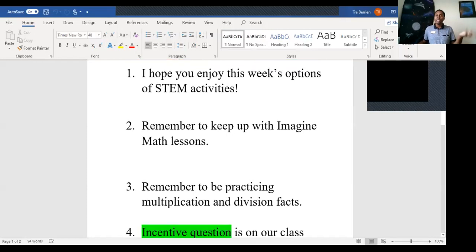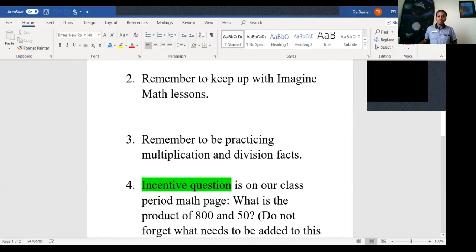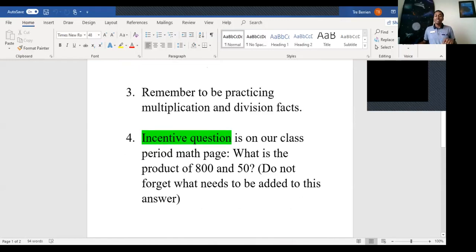Number two, remember to keep up with the Math lessons. You need 3 past lessons each week. You know this. Number three, remember to be practicing multiplication and division facts in some kind of way, okay?